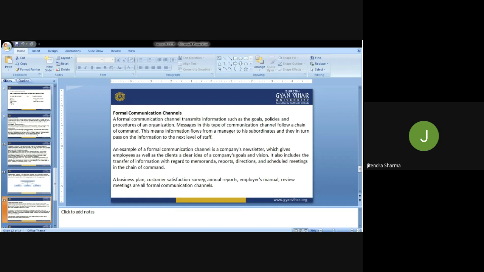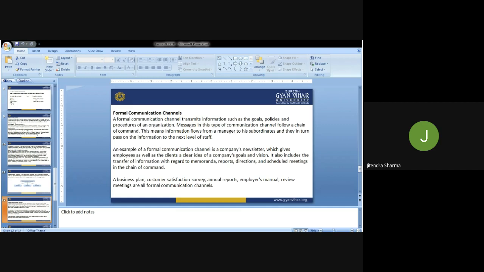So in the ladder, we will see that the formal communication channel transmits information such as goals, policies and procedures of an organization. Messages in this type of channel follow a chain of command. It means, in a ladder, the messages pass from top to bottom. So information flows from manager to his subordinate, and they in turn pass the information to the next level of staff. This is what we call the formal communication channel.